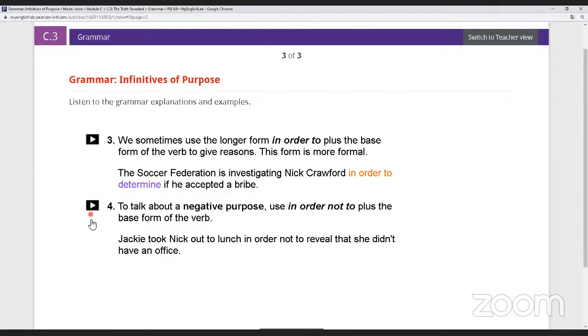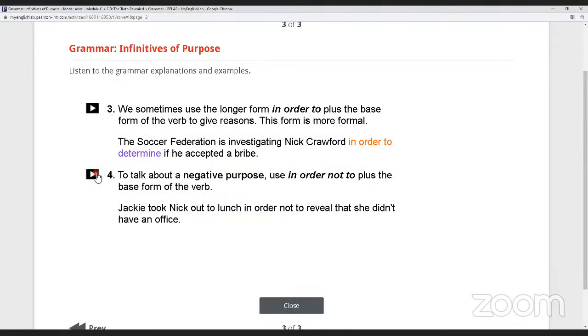So let's continue. We're actually going to finish with this last point, number 4. To talk about a negative purpose, use "in order not to," plus the base form of the verb. Jackie took Nick out to lunch in order not to reveal that she couldn't have an office.